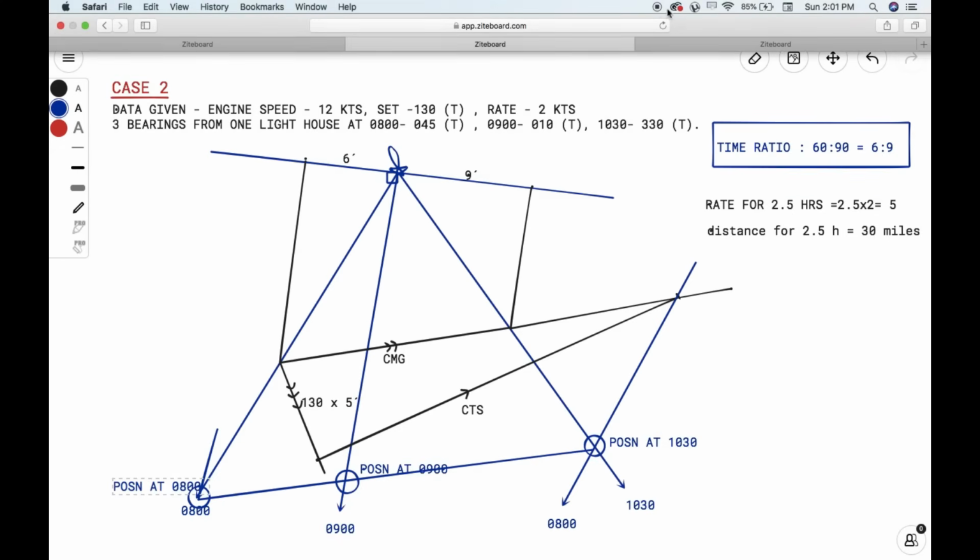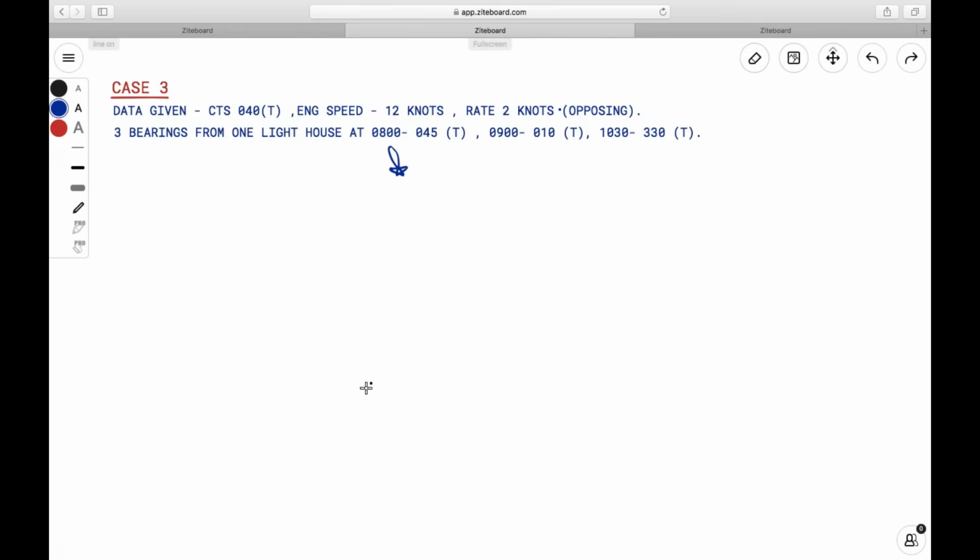Now let us look into case 3. So guys, now let us look into case 3. What are the data given? CTS 040, engine speed 12 knots, rate 2 knots, and opposing. This is very important in this type of questions. It should be given opposing or supporting.